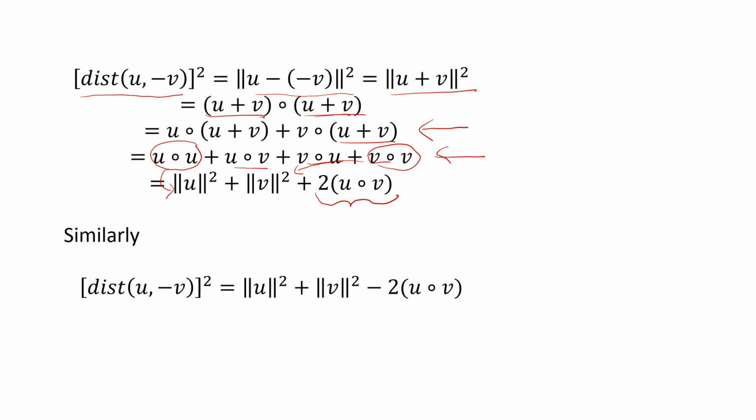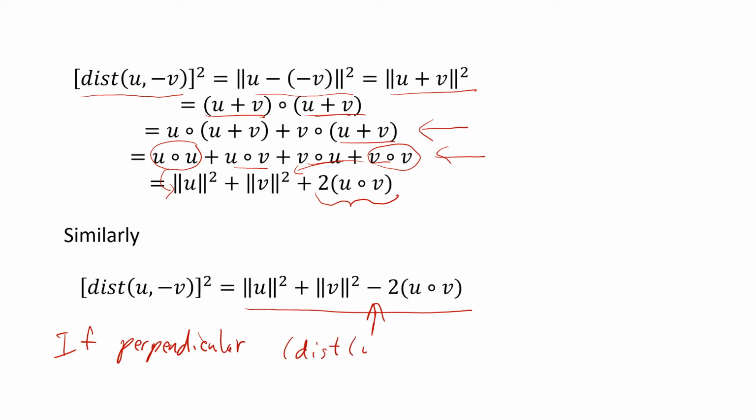Now, take the distance between u and v. Do the same exact thing. What do you come out with? Something very similar, except it's minus 2 u dot v. But now we've noticed that if two lines are perpendicular, those two distances have to be the same. So if they're perpendicular, we have the distance of u v equals the distance of u negative v.